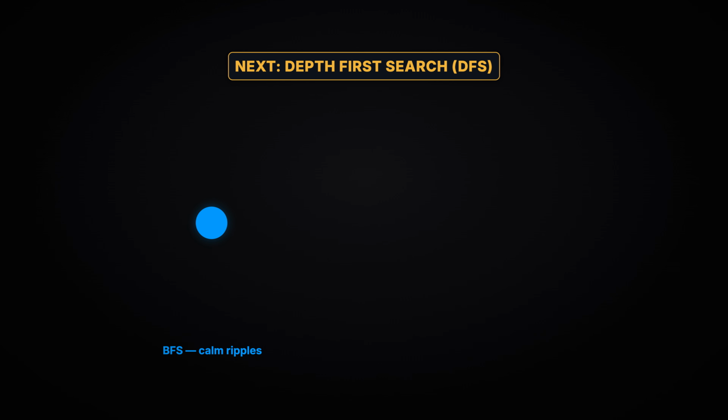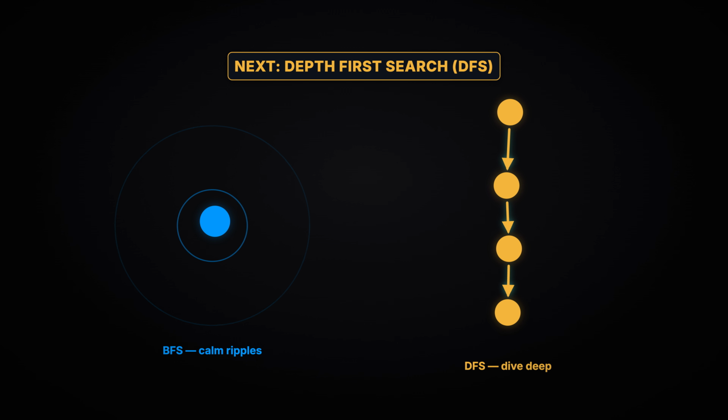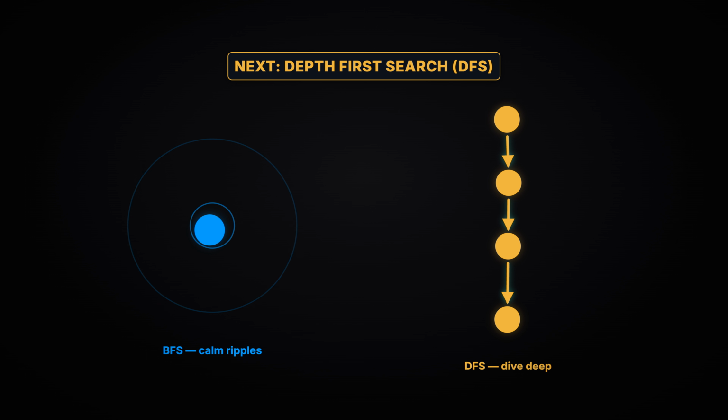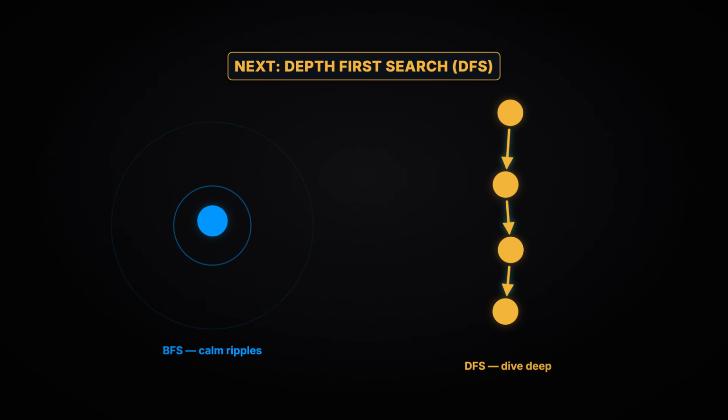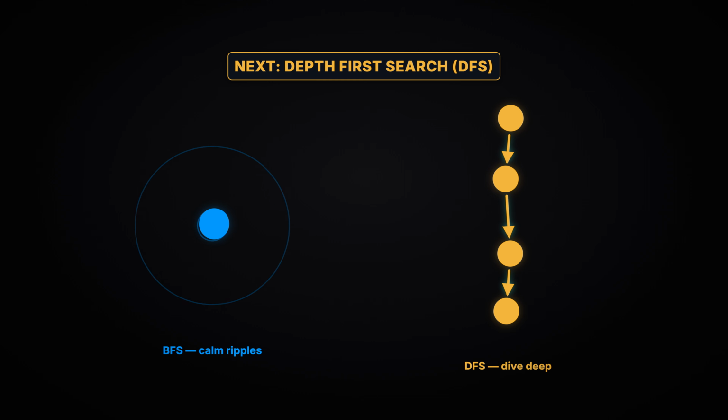Next time, we will look at the other famous way to explore a graph, its adventurous cousin, depth-first search, or DFS. Instead of spreading out in calm ripples, it dives as deep as it possibly can down one path before coming back. It is a completely different personality, and once you see both, you will know exactly when to use which. So, see you there.